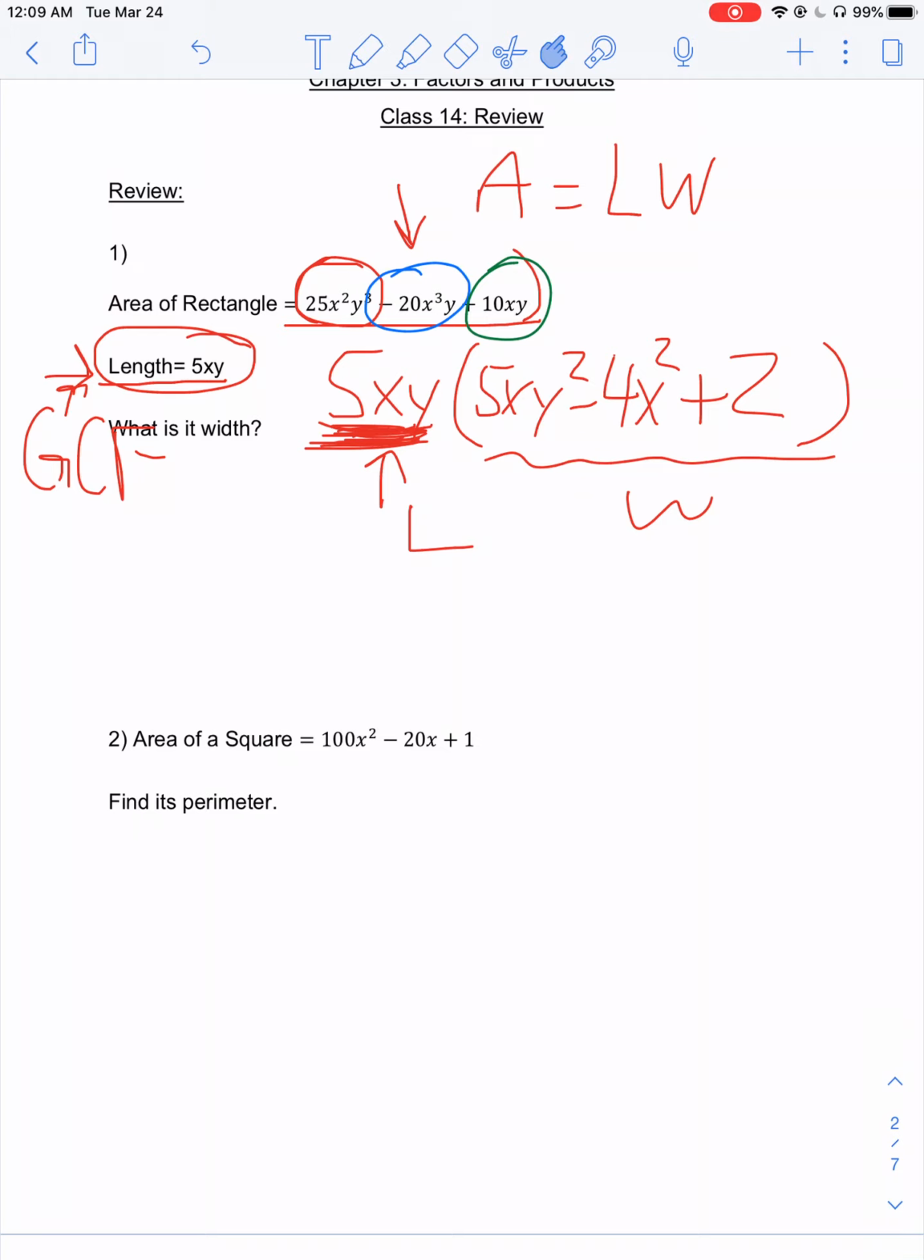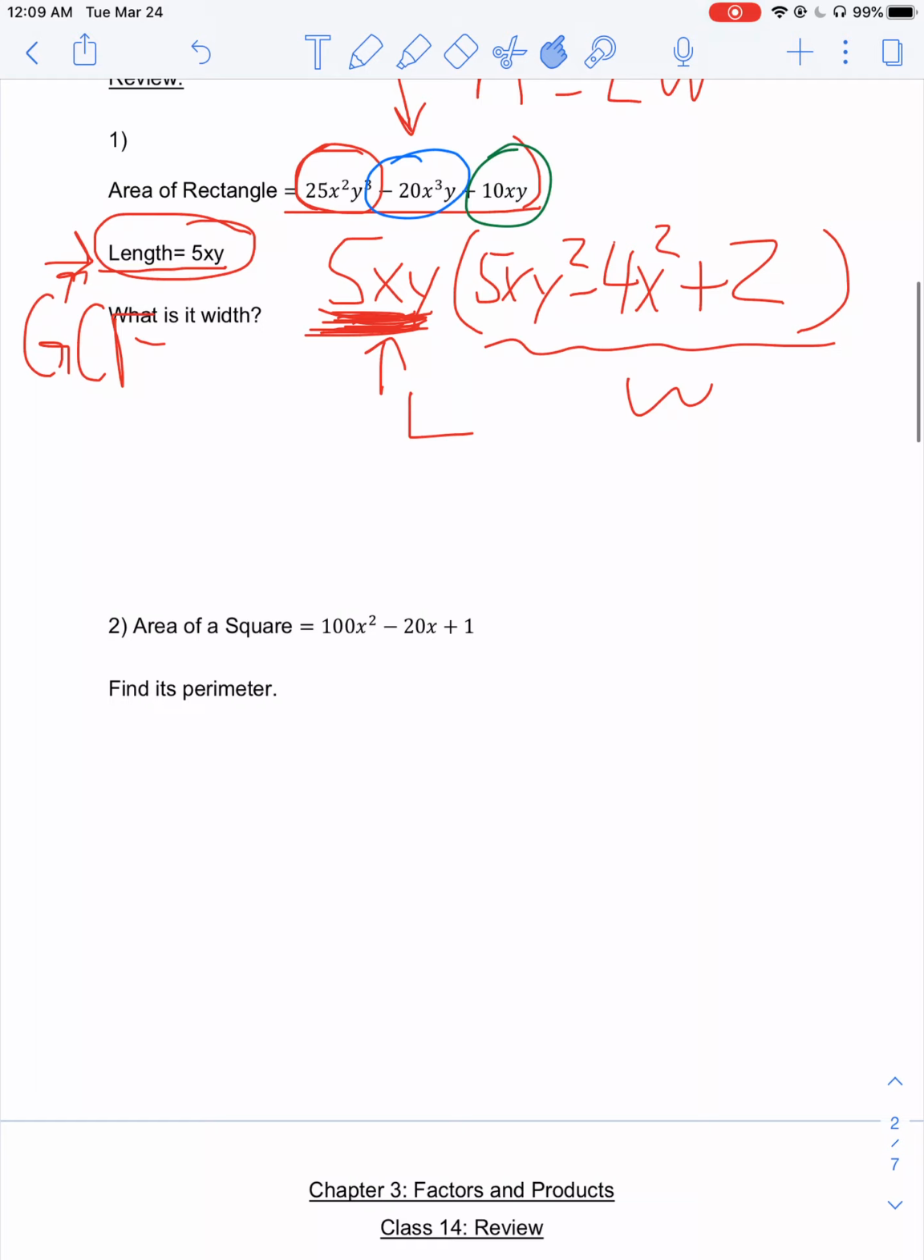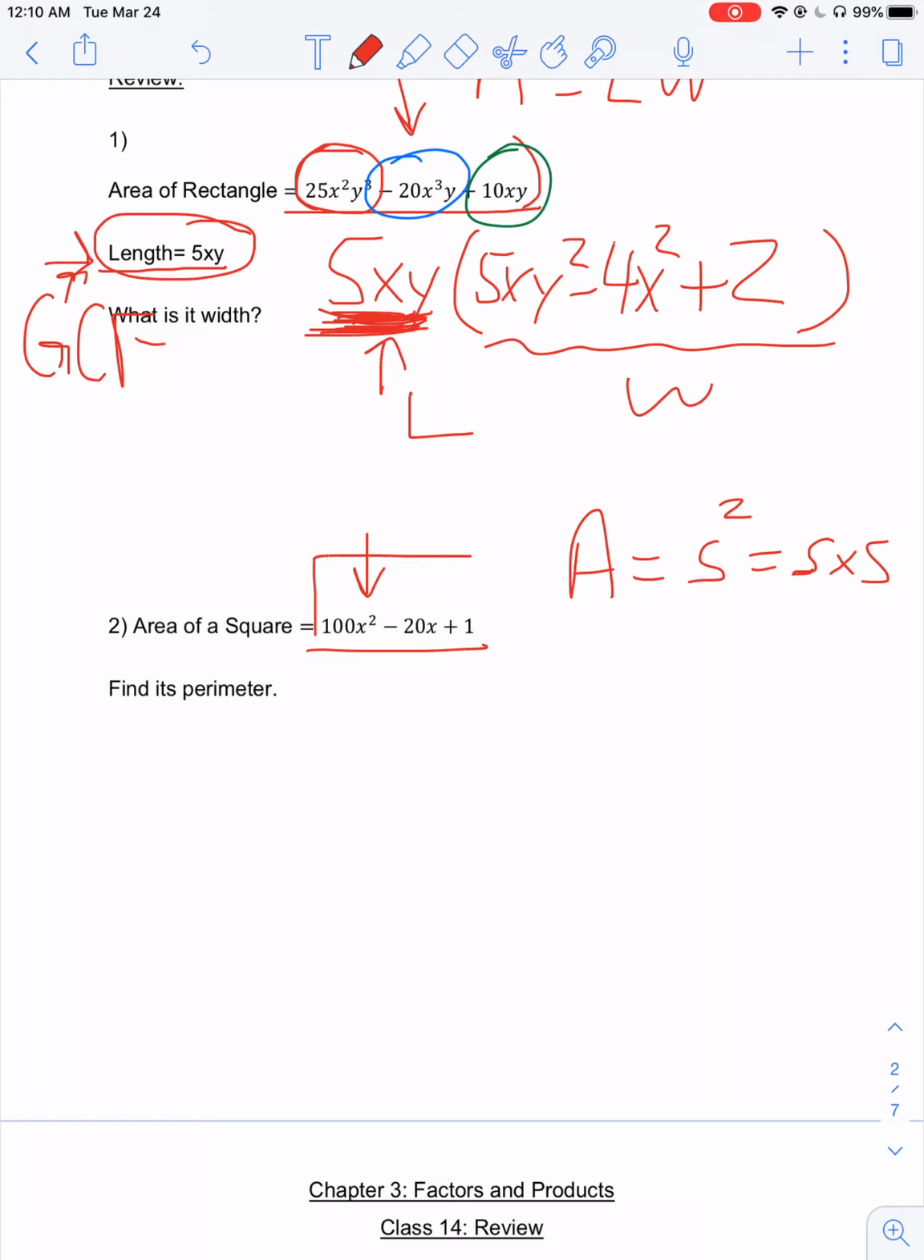So the second question is kind of similar. They're giving you the area of a square, and they're asking you to find the perimeter, okay? So this is an algebraic expression. So remember, the area of the square is equal to side squared, or side times side, okay? So you're going to have to factor this. Because it's a square, both factors will be exactly the same, okay?